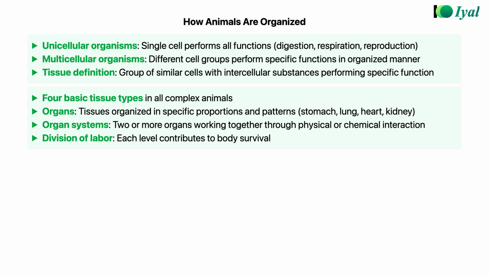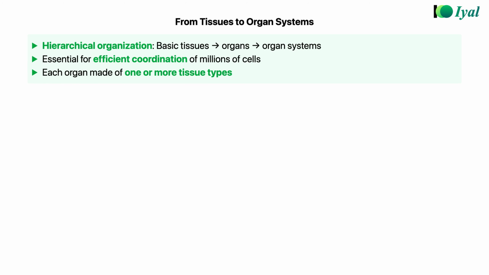These tissues get organized in specific proportions and patterns to form organs like your stomach, lungs, heart, and kidneys. When 2 or more organs team up to perform a common function, they form what we call an organ system. The digestive system and respiratory system are good examples. The beautiful thing about this organization is the division of labor. Cells, tissues, organs, and organ systems all have their specific jobs, and together they keep the whole body alive and functioning. Let's see how this organization works in practice.